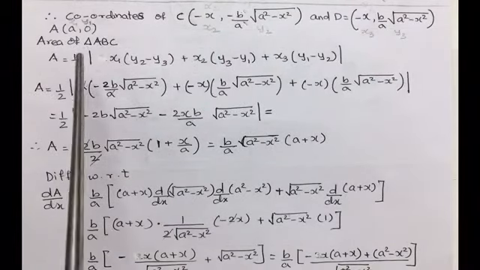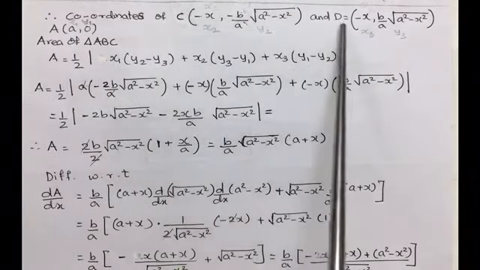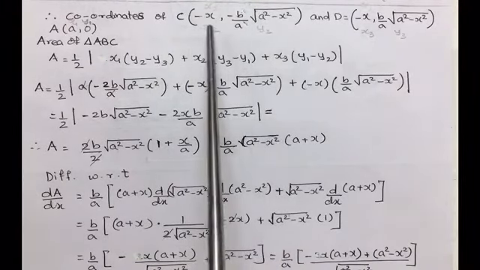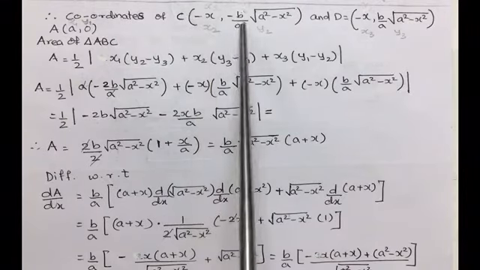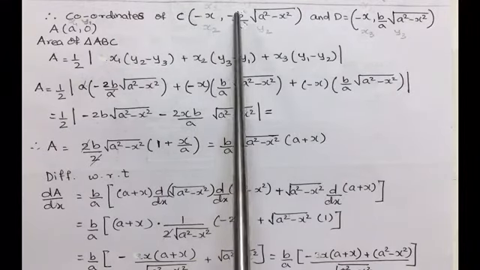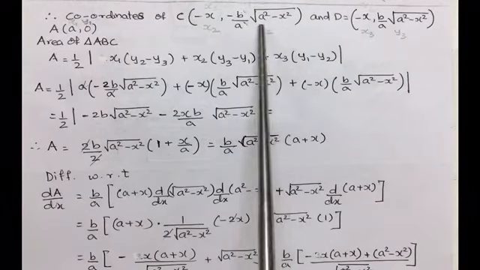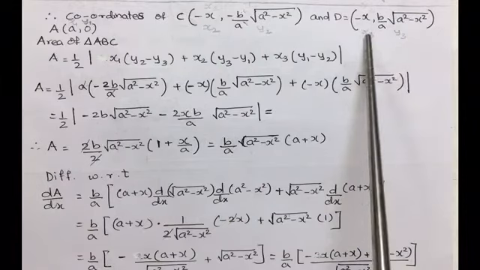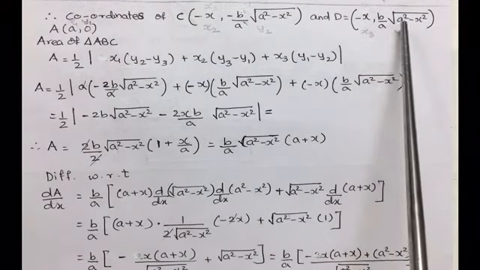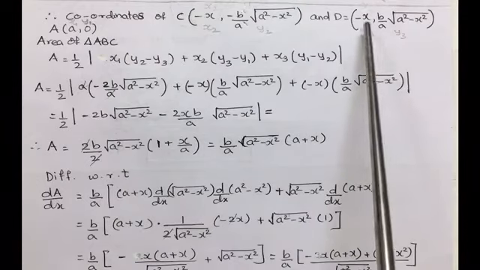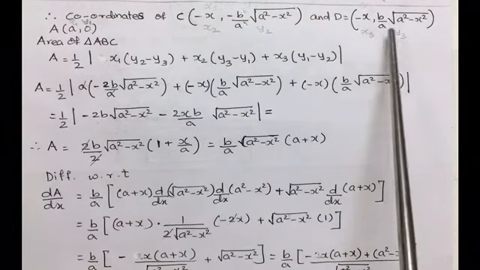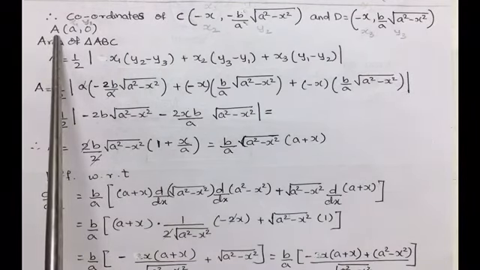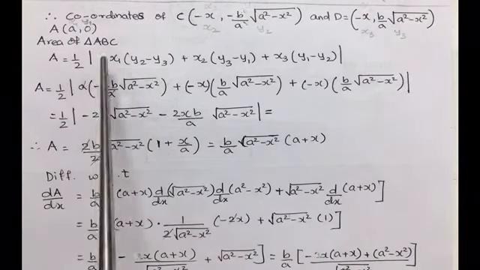Now taking up the coordinates of C, D and A, as C is in the fourth quadrant, it will be having both as negative, minus x, minus b by a root of a square minus x square. D is lying in the second quadrant, so x will be negative, y will be positive, so it becomes minus x, b by a under root a square minus x square, and the coordinate of A is (a, 0).